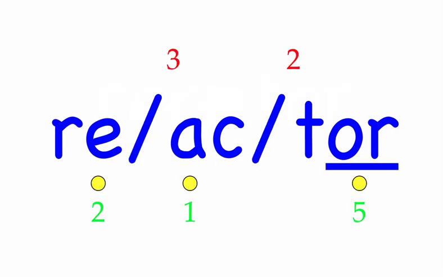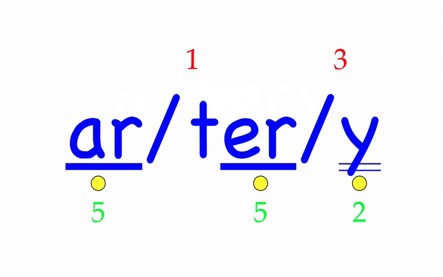Reactor. Artery. The knife cut the man's artery. R-ter-e. First syllable R, one sound. Ter, two sounds, t, er. E, one sound. R-ter-e. Mark the word. R-ter-e.